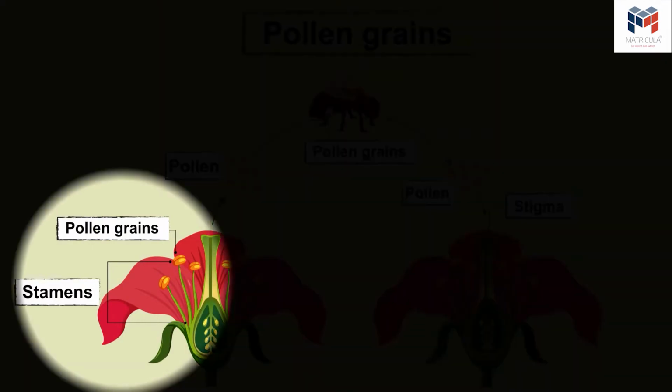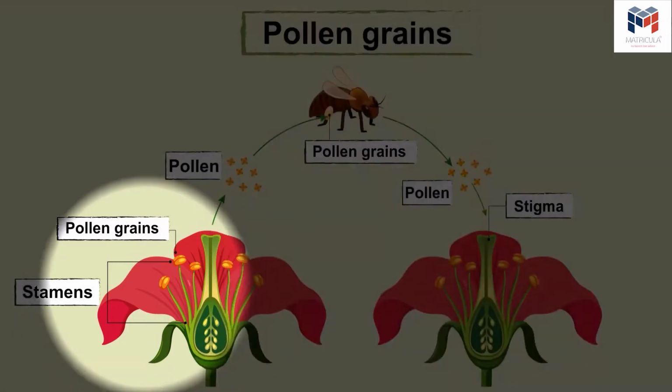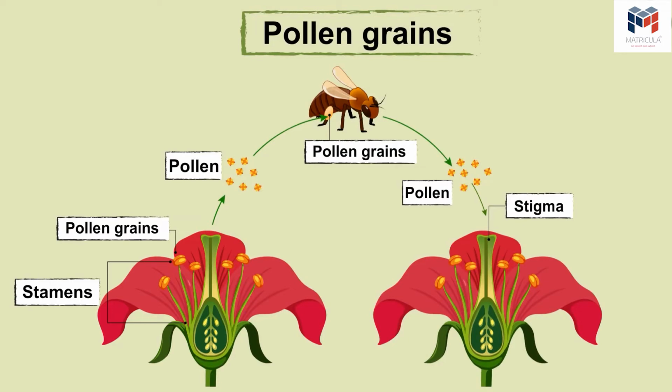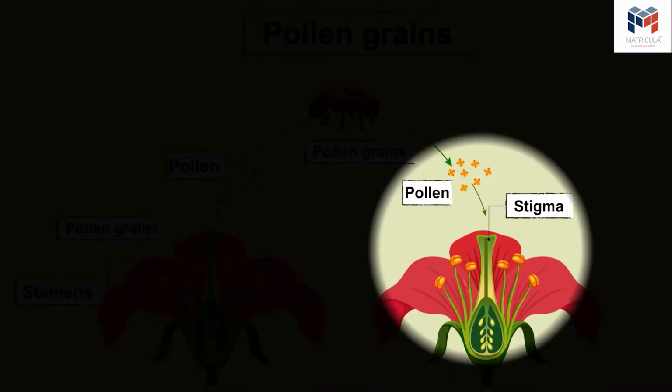The male part of this plant, stamen, has an anther where the pollen grains are found. When other insects or birds sit on the flowers, the pollen grains get stuck to our body. Then when we sit on some other flower, the pollen grains fall on them. In this way, the pollen grains are transported from the anther to the stigma.